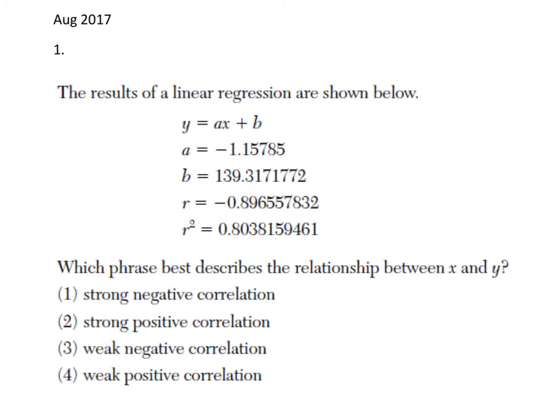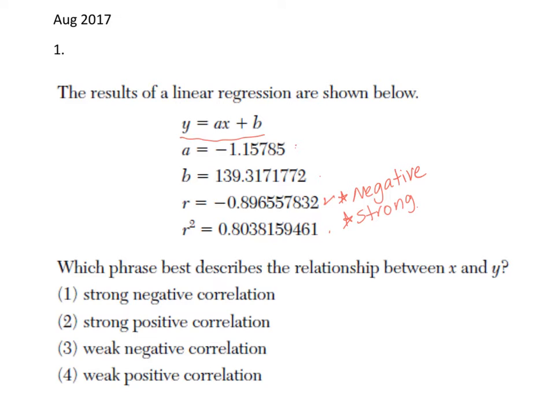So in this question, the results of a linear regression are shown below. So they've given us the equation and the values of a, b, r, and r squared. Which phrase best describes the relationship between x and y? So this value of r will help us determine the answer choice. So we know it's negative, and numerically this value is close to 1, so it's strong. So these are the two terms we are looking for. So 0.89 is close to 1 numerically. So we'll choose negative and strong.